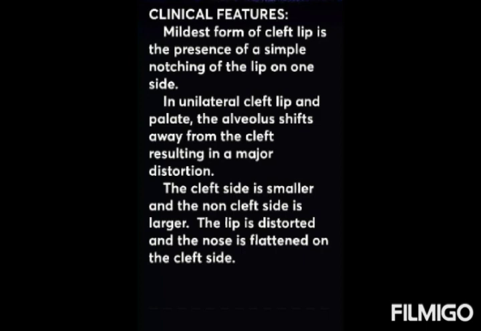Next, moving on to clinical features. The mildest form of cleft lip is a simple notching of the lip on one side. In unilateral cleft lip and palate, the alveolus shifts away from the cleft, resulting in a major distortion. The cleft side is smaller and the non-cleft side is larger, the lip is distorted, and the nose is flattened on the cleft side. These are the important clinical features in cleft lip and cleft palate.